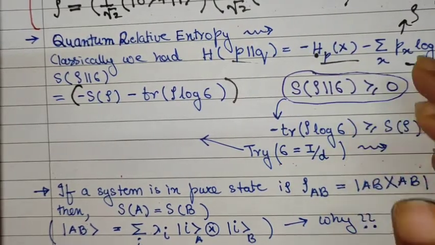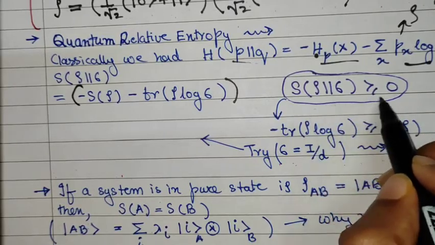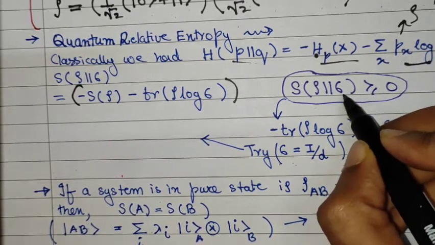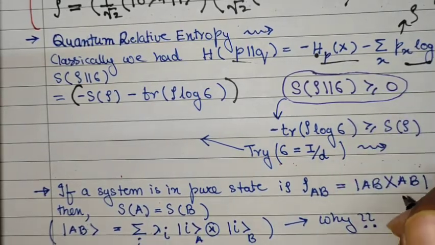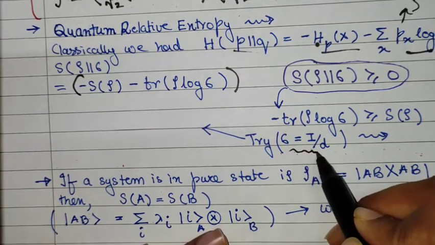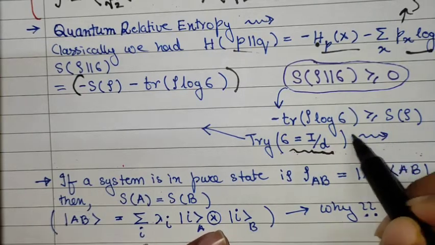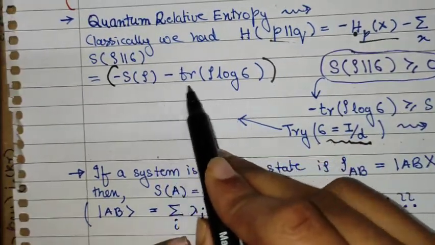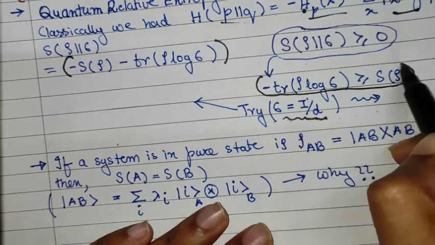I'm not doing the proof in this video. But we can use this fact that it is greater than or equal to 0, and what we can do is use a maximally mixed state. Now, what is a maximally mixed state? This sigma, if I choose it to be a maximally mixed state, then I can use this inequality and this definition to actually get to this point.